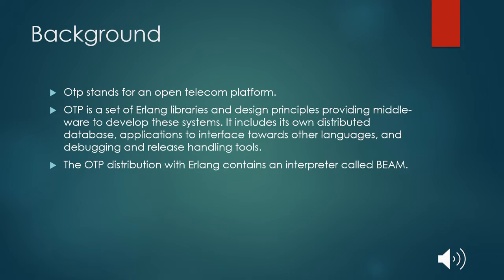Now let me give some background about Erlang. OTP is an important library for Erlang. So first, what is OTP? OTP is the Open Telecom Platform, and it is synonymous with Erlang. OTP is a set of Erlang libraries and design principles providing middleware to develop these systems. It includes its own distributed database, applications to interface towards other languages, and debugging and release handling tools as well. The OTP distribution with Erlang contains an interpreter called Beam, so it basically runs on this interpreter Beam in order to compile.